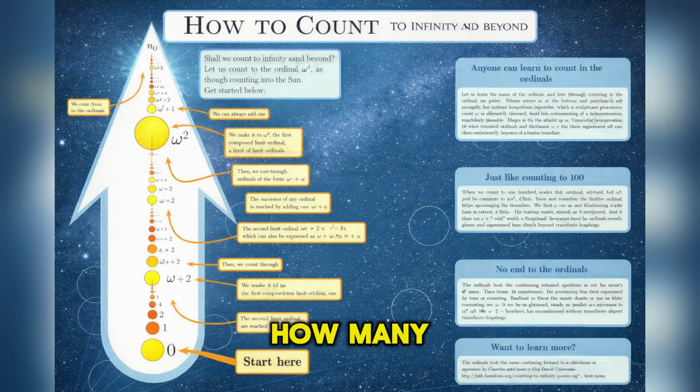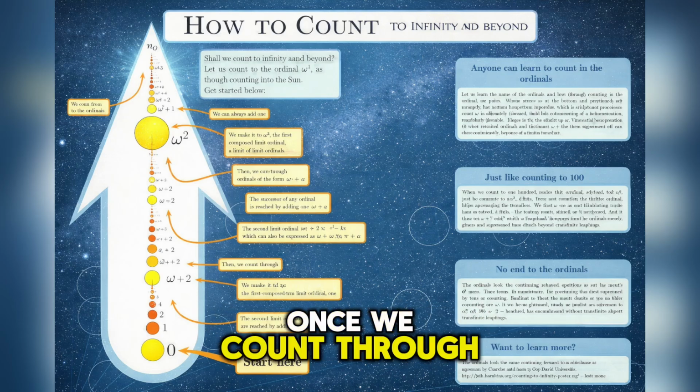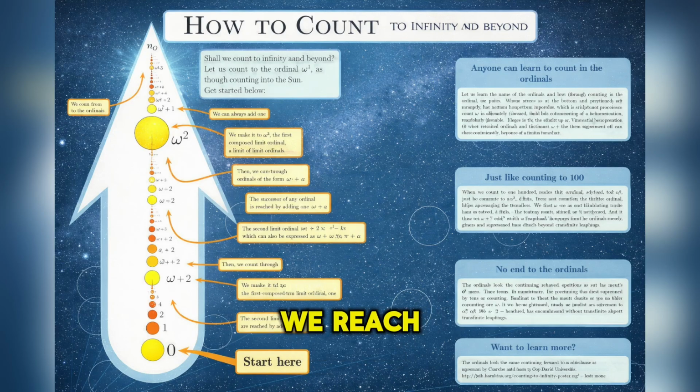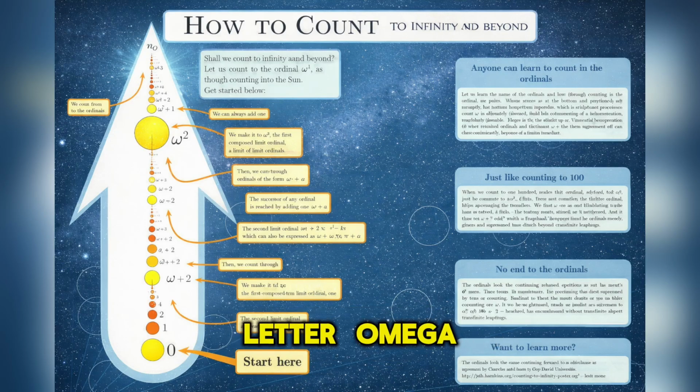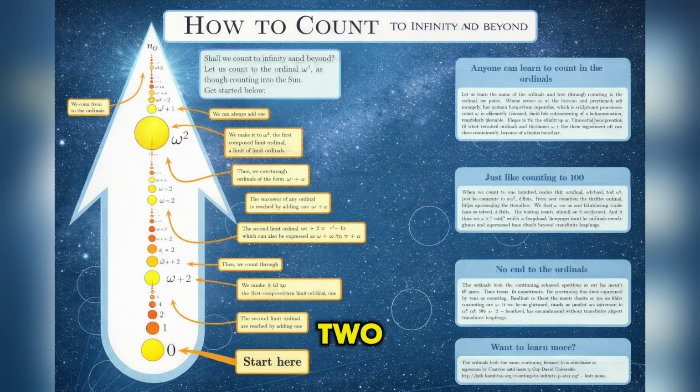While cardinal numbers measure how many, ordinal numbers describe order. Once we count through every natural number, we reach the first transfinite ordinal, denoted by the Greek letter omega. But we don't stop there. We can have omega plus 1, omega plus 2, and eventually omega times 2. This is not about the size of the set, but the shape of its arrangement. Ordinals allow us to count into and beyond infinity.